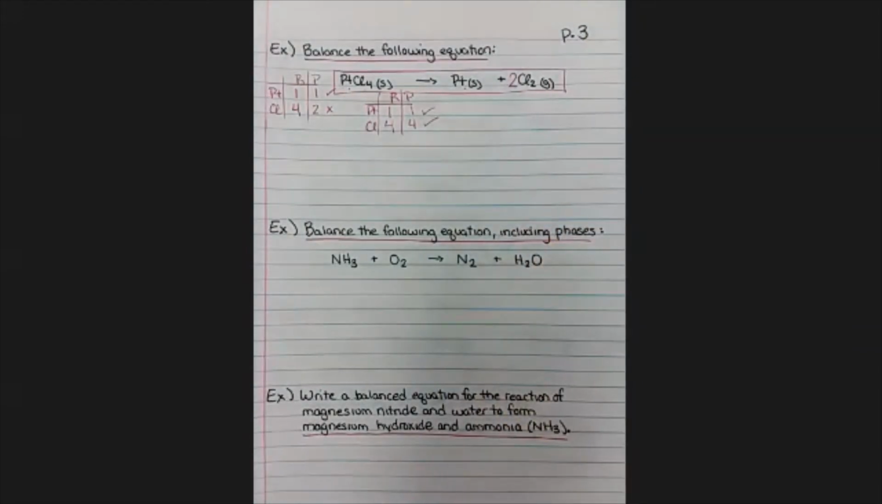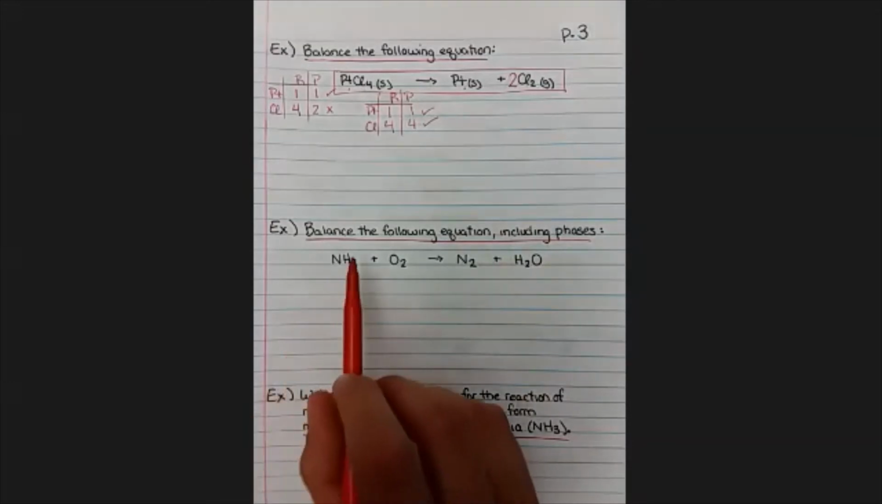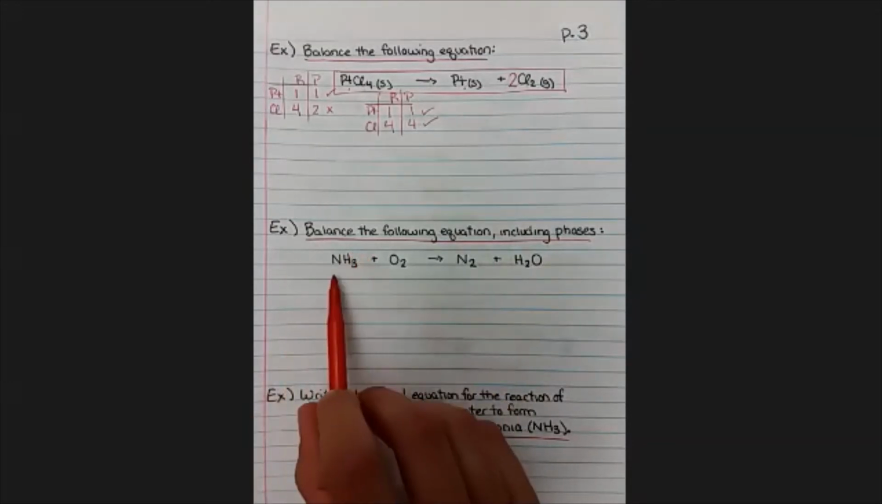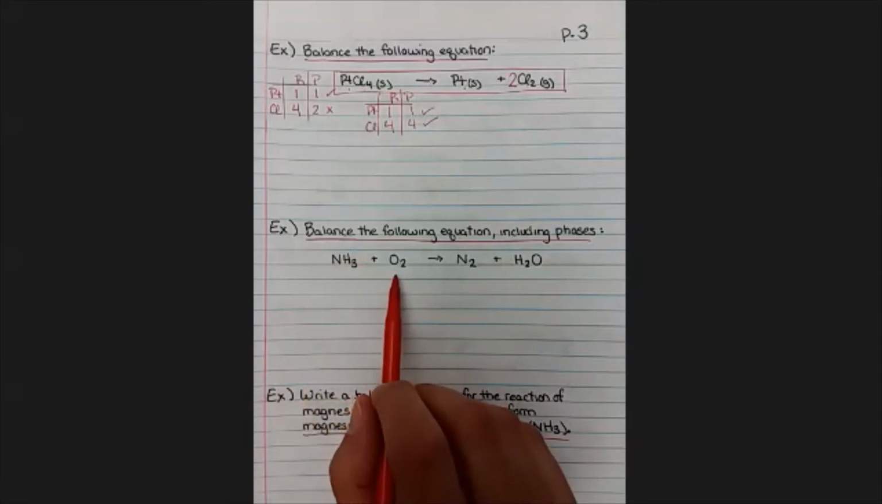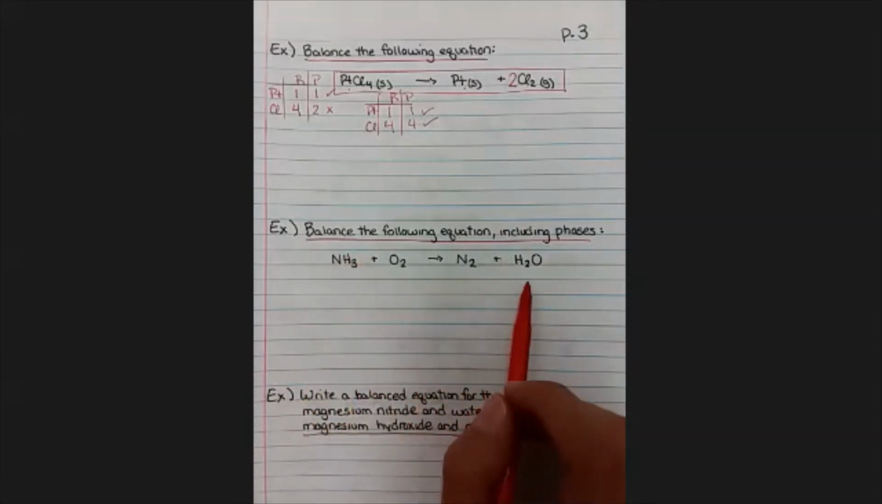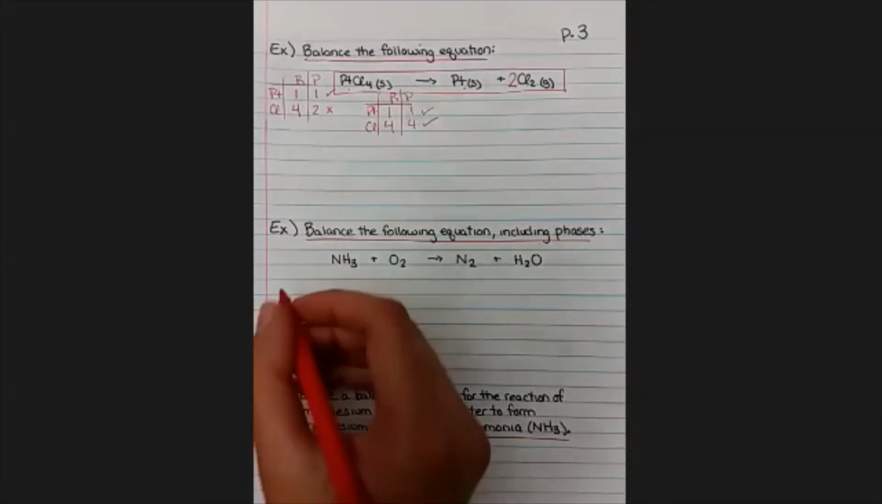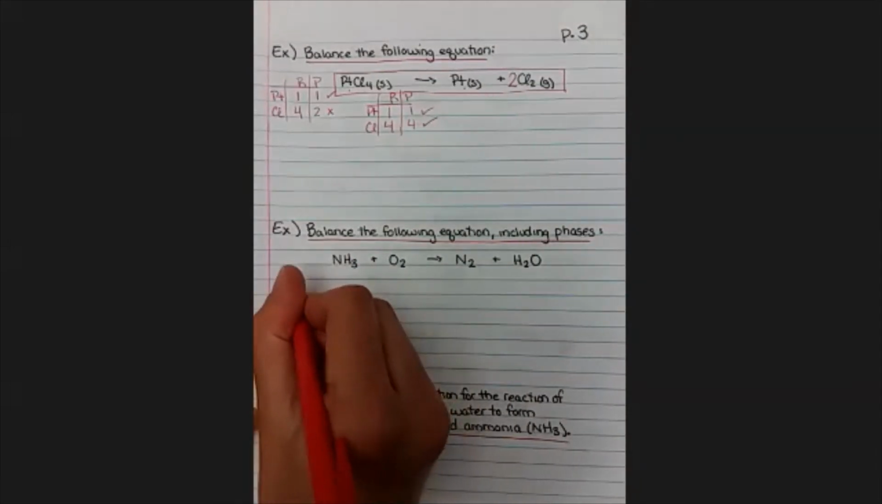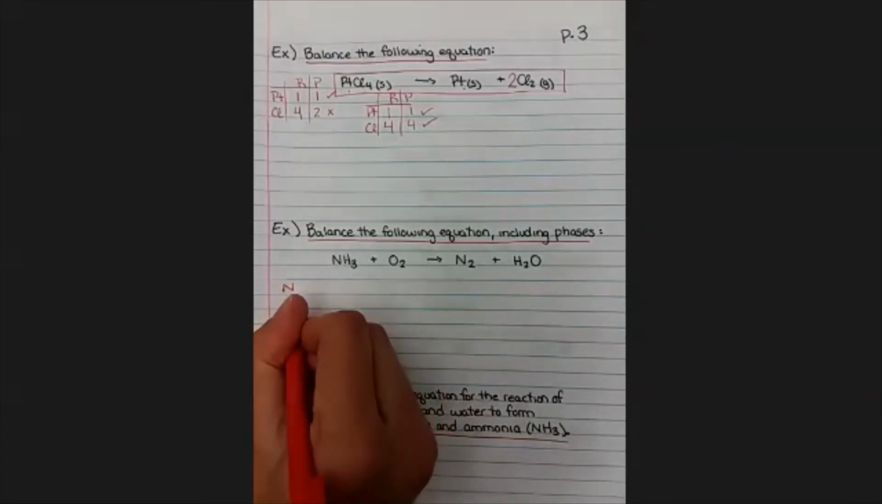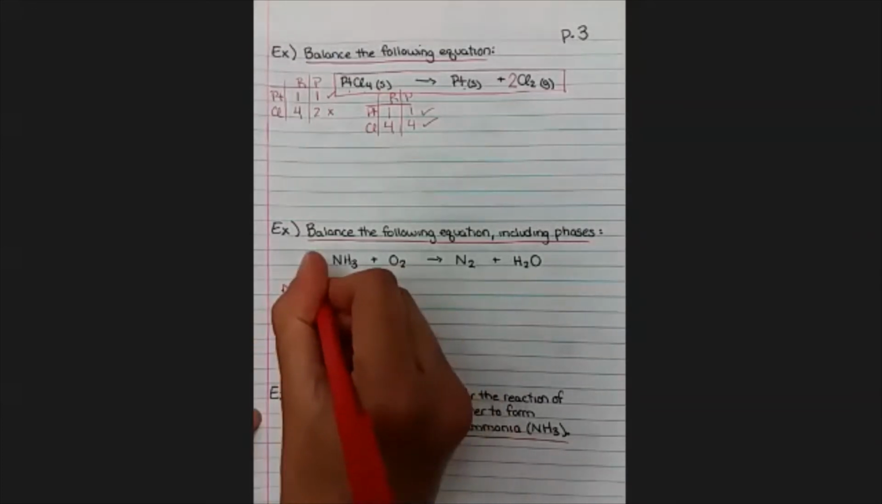Now let's move on to something a little bit more difficult, where the phases are not included and there's a few more molecules to deal with. So balance this equation with phases. NH3 and oxygen diatomic react to form molecular nitrogen and water. So first, let's check what our current status is. So the elements we have to work with are nitrogen, hydrogen, and oxygen.